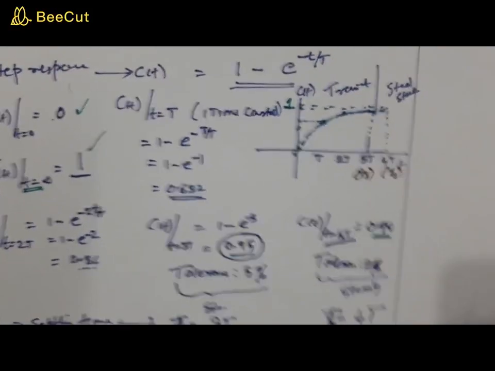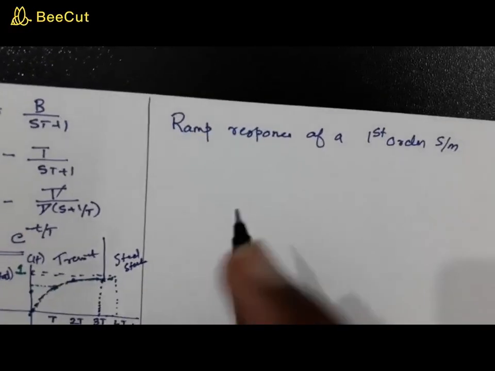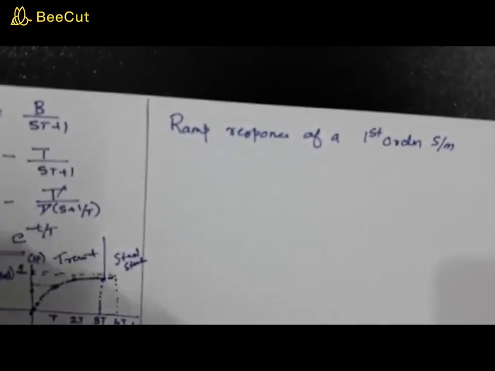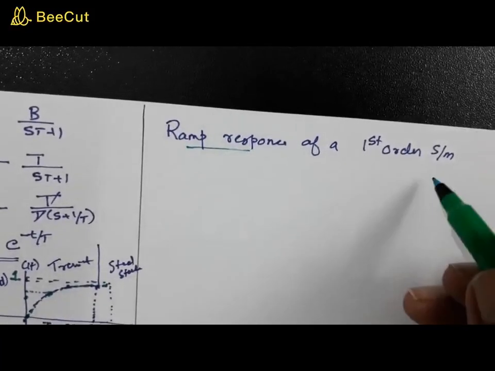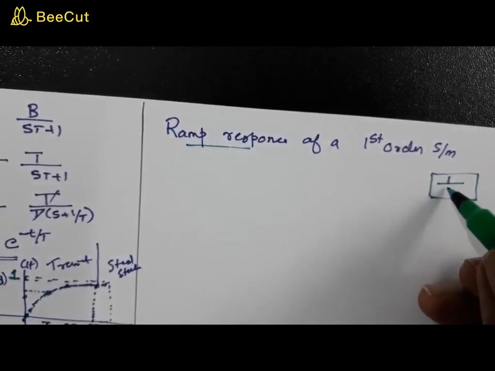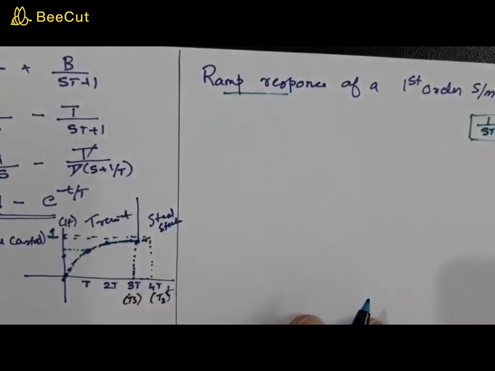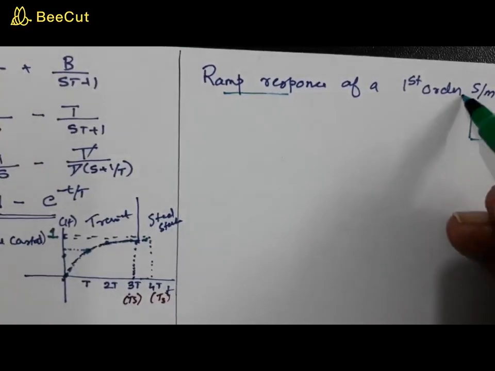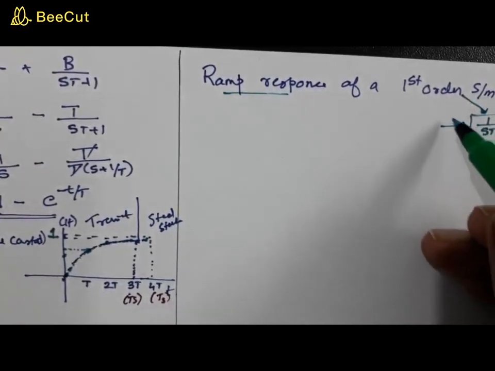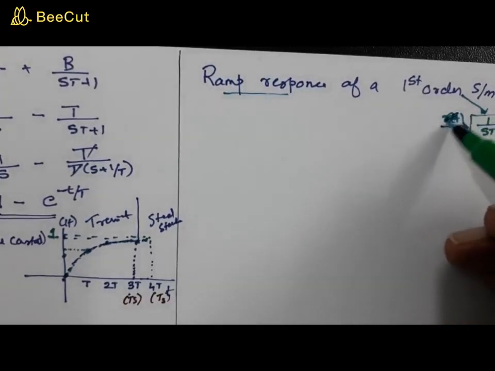In the next section, we are going to see its effect on the ramp input. Now let's see the ramp response of a first order system. What is the meaning of ramp response? You again have a system with the transfer function 1 by sT plus 1, a first order system, but instead of u of t, you give r of t as the input and evaluate c of s. Here r of t is the ramp.